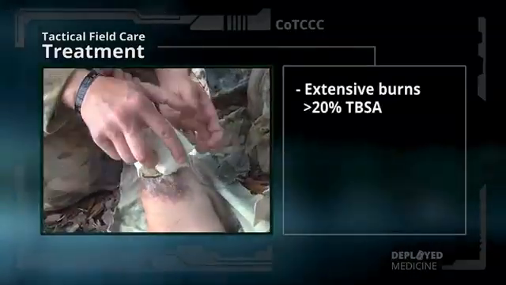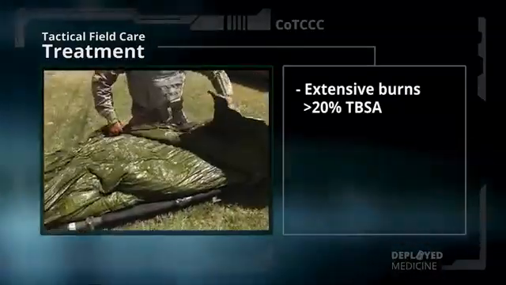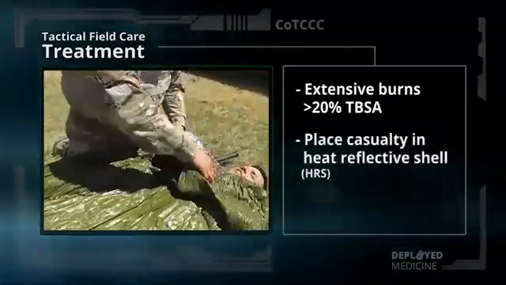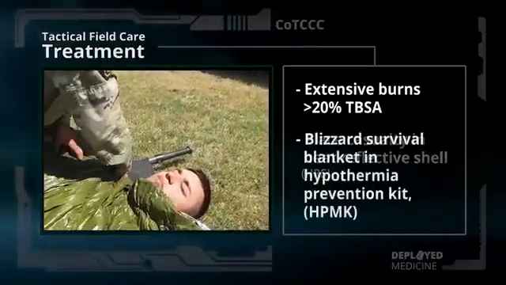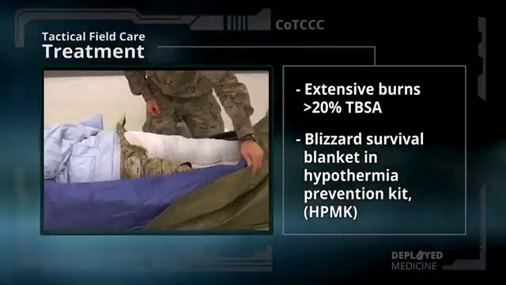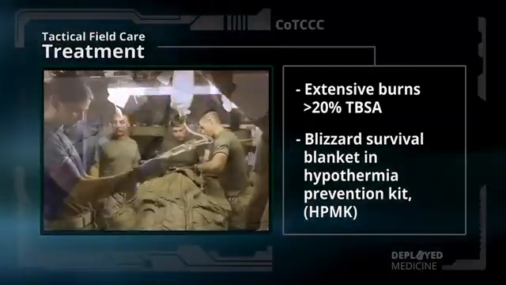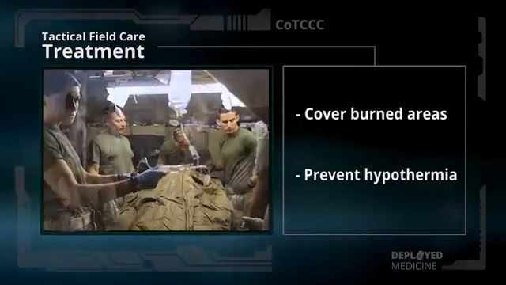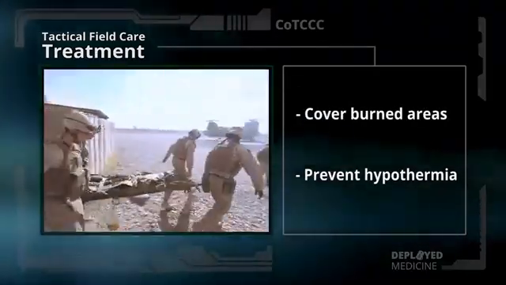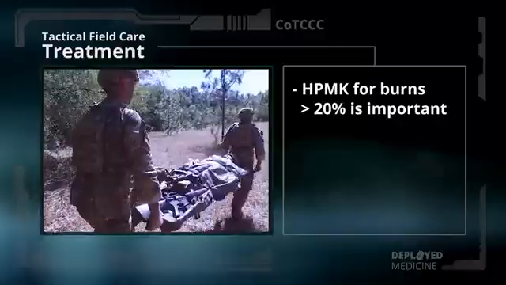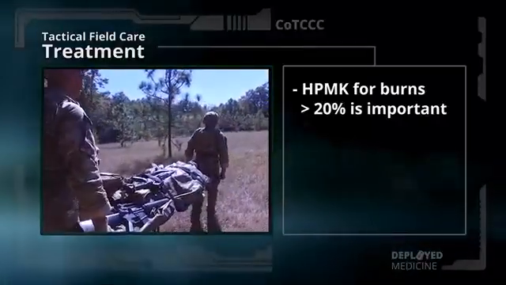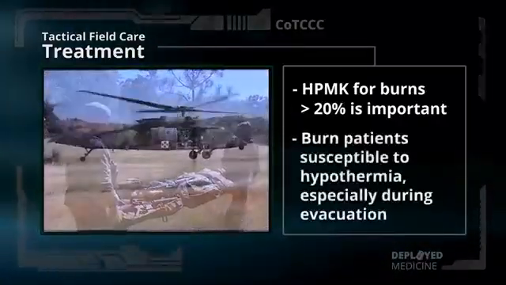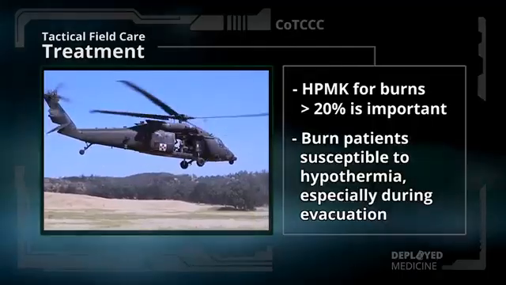For extensive burns, greater than 20% TBSA, place the casualty in the heat-reflective shell or the blizzard survival blanket in the hypothermia prevention kit, or HPMK, in order to both cover the burned areas and prevent hypothermia. Using the HPMK for burns greater than 20% is important, as burn patients may be very susceptible to hypothermia, especially during evacuation.